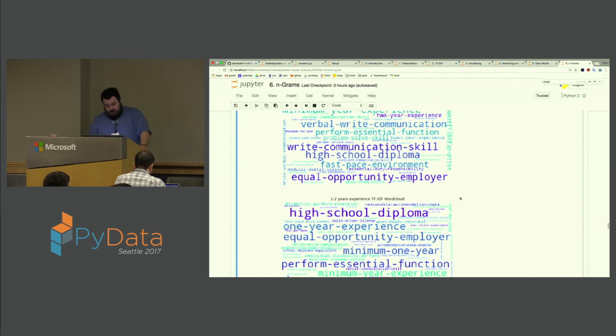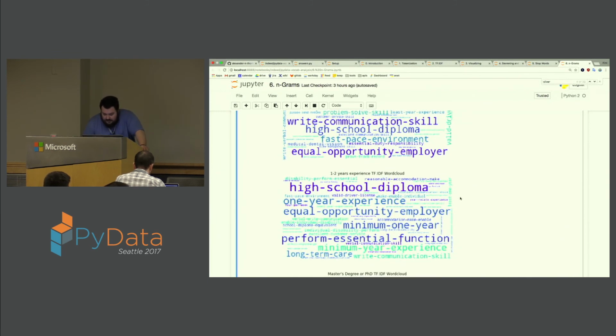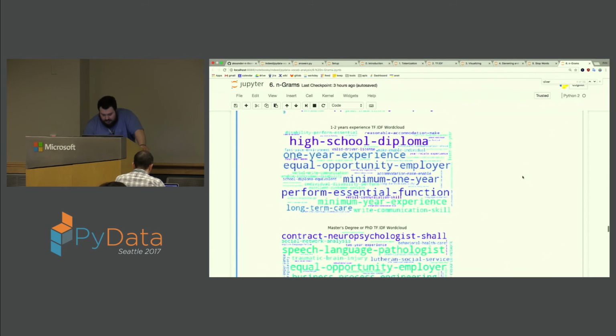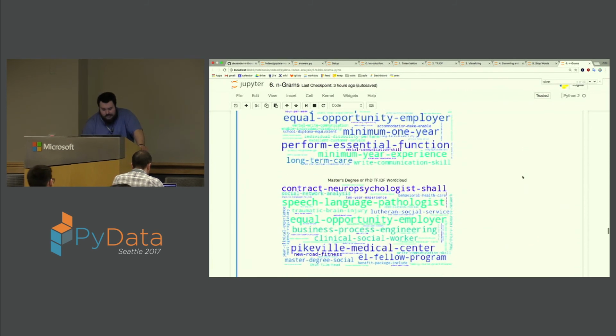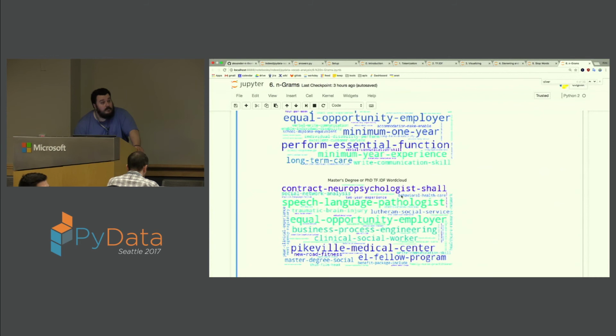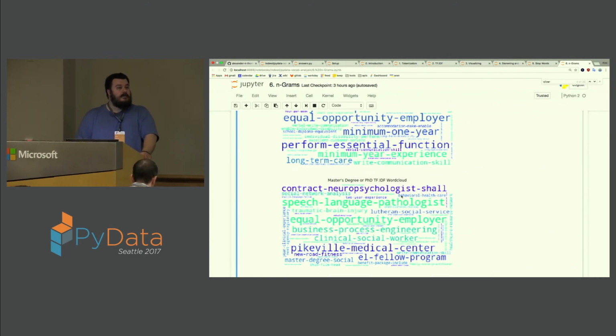Okay, 1 to 2 years experience. That definitely seems more meaningful. Can you do stop n-grams? So equal and opportunity might be okay words, you would stop them independently, but when you see it as a phrase... can you do stop n-grams? You totally could. I didn't, but yes, I would say that'd be worthwhile doing. Then you might get some use out of the trigrams.